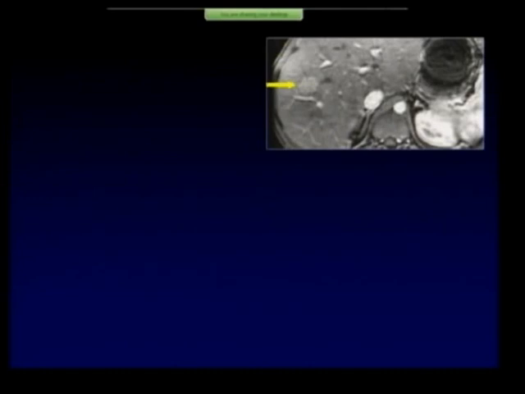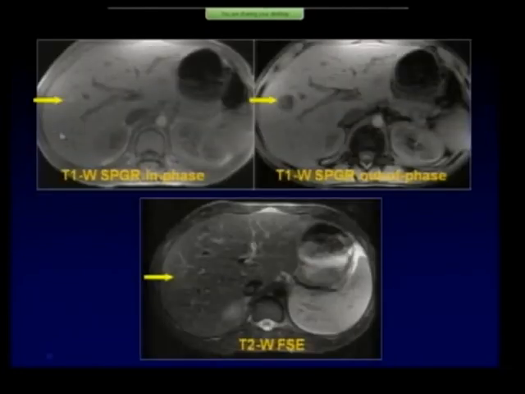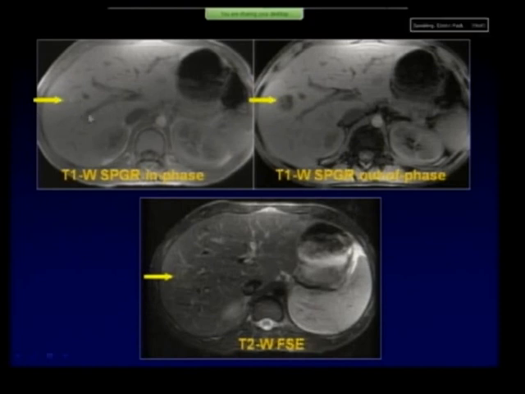Next lesion is also an enhancing hypervascular lesion within the liver. It is well circumscribed. Let's look at it. In phase images, the lesion is not well demonstrated, but on out of phase images, you can see drop of signal, which means this lesion contains fat. The entities that contain fat and are commonly encountered are adenoma and HCC. So let's talk about those two.